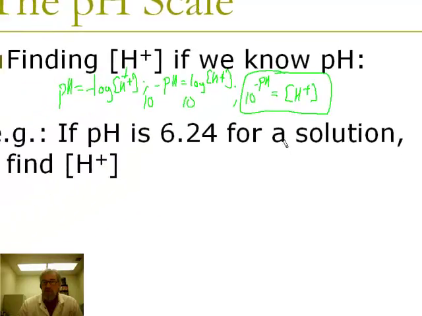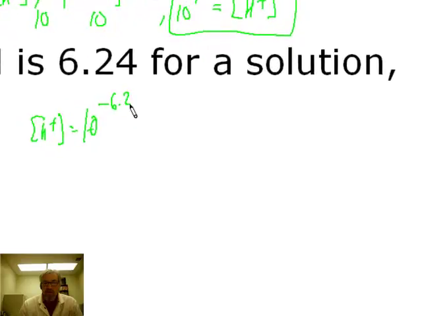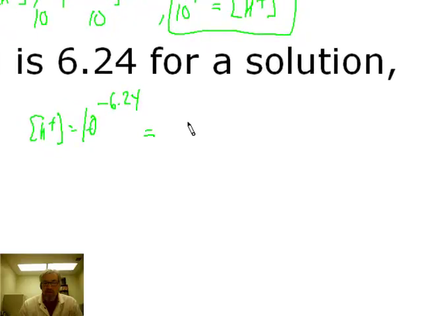Like in this example. If the pH is 6.24, what's the H+ concentration? Well, the concentration of H+ here is going to be equal to 10 to the negative 6.24. And that's going to have 2 sig figs in it, because I have 2 decimal places in the pH, and that comes out to 5.8 times 10 to the negative 7th for H+ concentration.